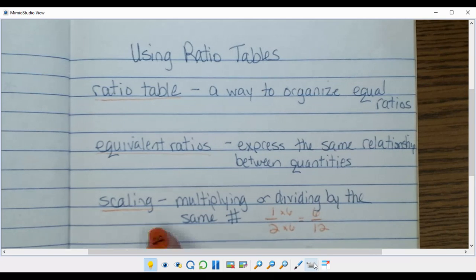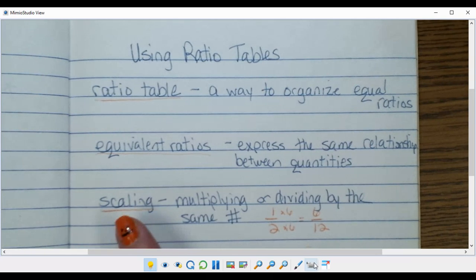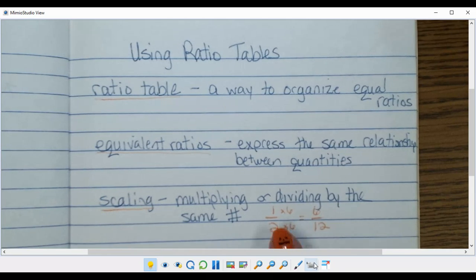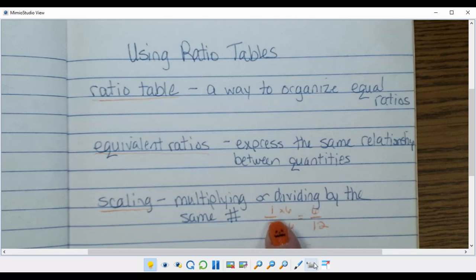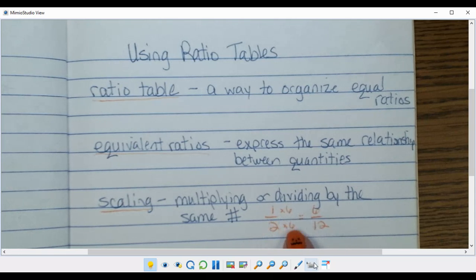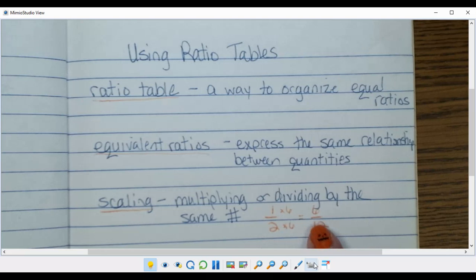Then we have something called scaling, which you already know, maybe not by the word, but you know how to do. It's when you multiply or divide by the same number. So if I have 1/2 or the ratio of 1 to 2, and I decide to multiply top and bottom by 6, the equivalent ratio is 6/12 or 6 to 12. This was scaling. We scaled this by 6 because I multiplied both by the same number.